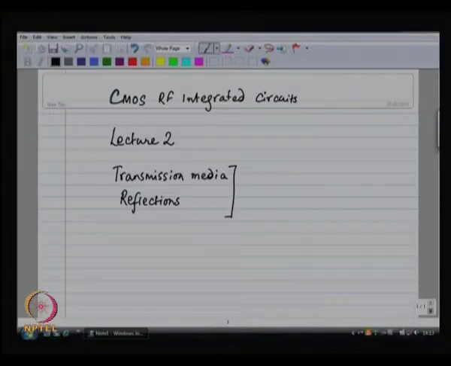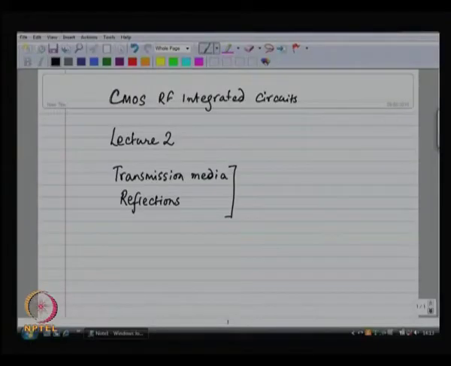Hello everybody. We are now going to start our second lecture on CMOS RF integrated circuits, and the lecture is going to briefly cover transmission media and reflection. So, these are the two topics that I am going to try to cover in this particular lecture.